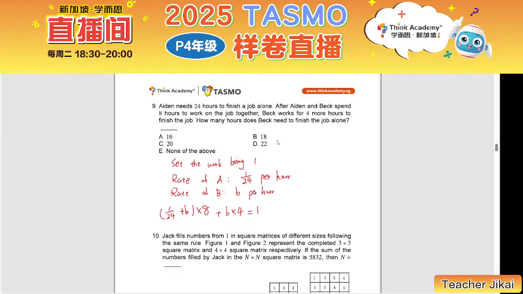So the total of their work done is also 1, the whole work. So it is 1 over 3 plus 8B plus 4B equals 1. So 12B is 2 over 3, and B is 1 over 18. Right? B is 1 over 18. So the answer is the total of work divided by the rate of work, so it is 18 hours.